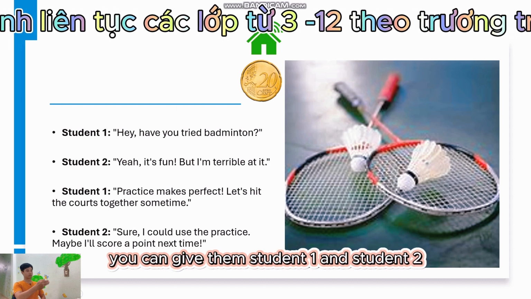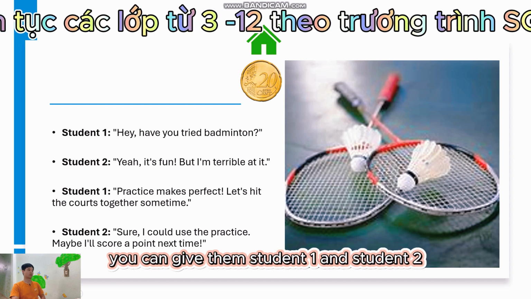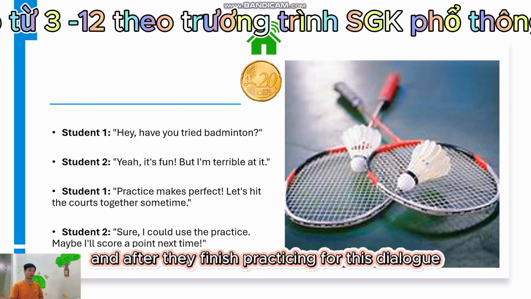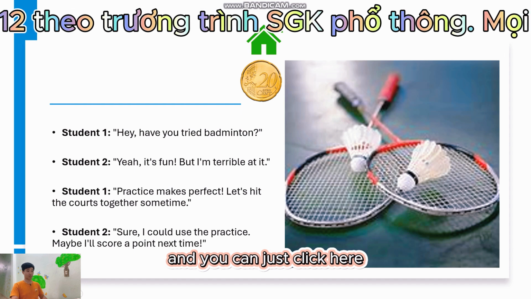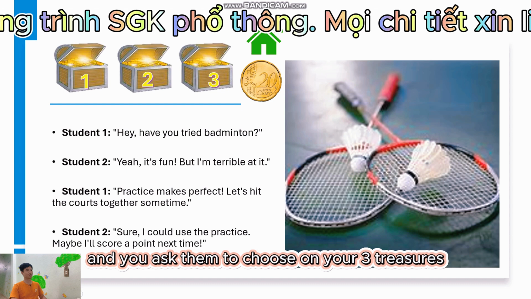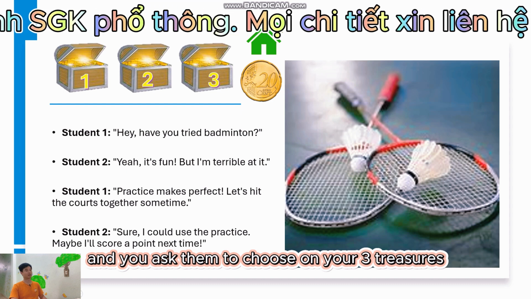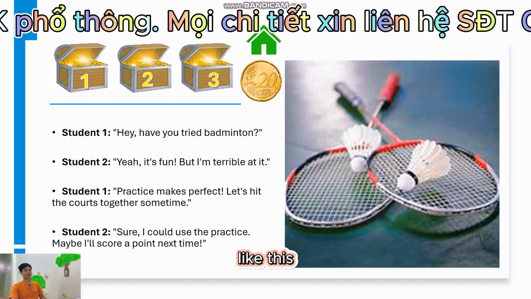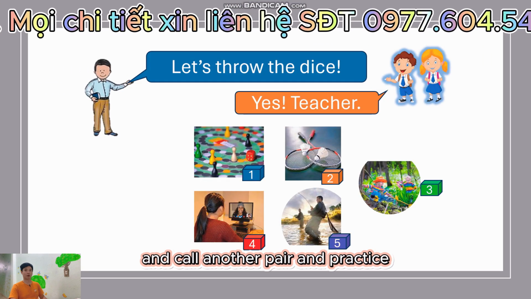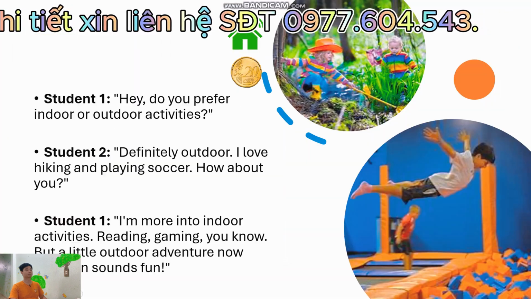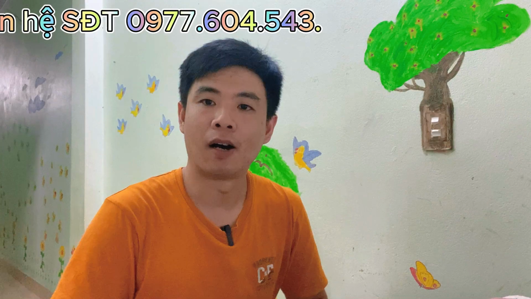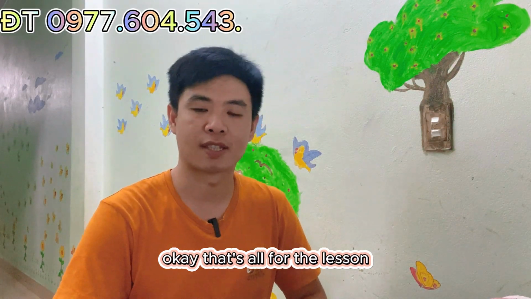You can give them student 1 and student 2, and after they finish practicing this dialogue, you can just click here and ask them to choose one of 3 treasures, like this. Yeah. And then we come back to home and call another pair to practice. And then that's all for the lesson.